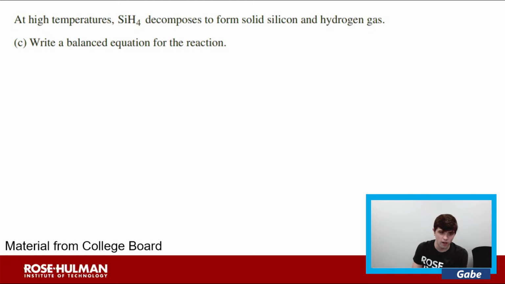At high temperatures, SiH4 decomposes to form solid silicon and hydrogen gas. So we can look at this question right here. When we look at a decomposition expression, we can represent it as AB yields A plus B. So this is what a decomposition reaction looks like in chemistry terms.